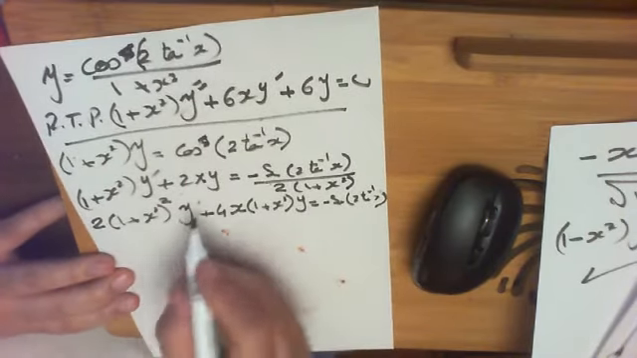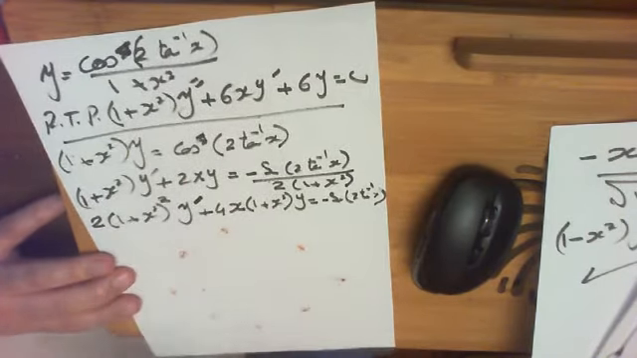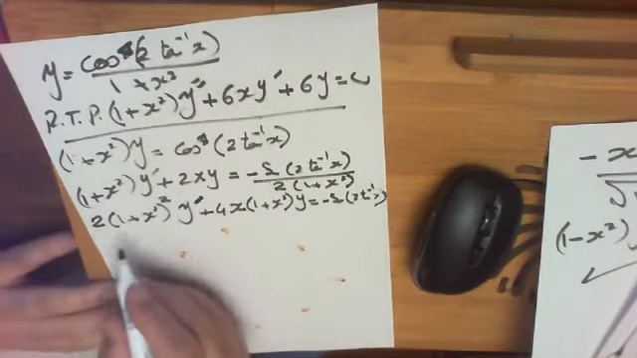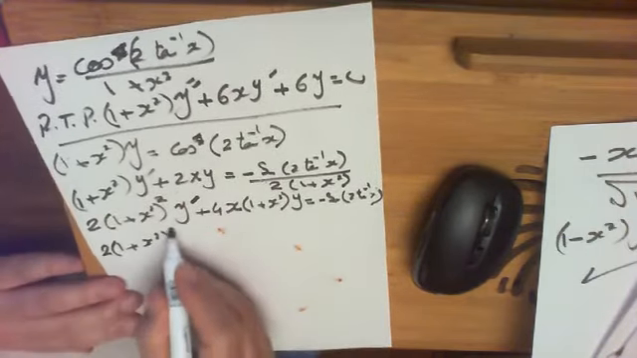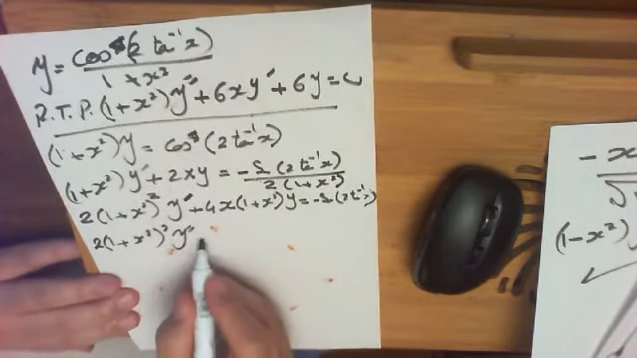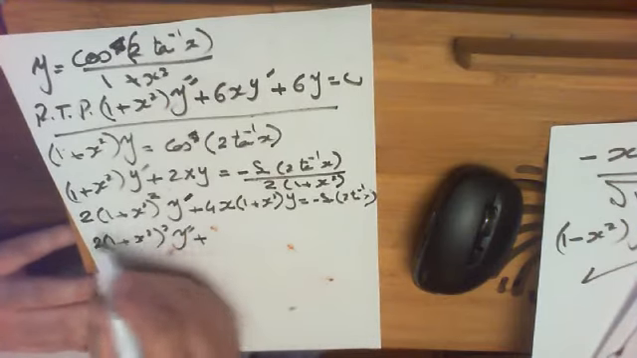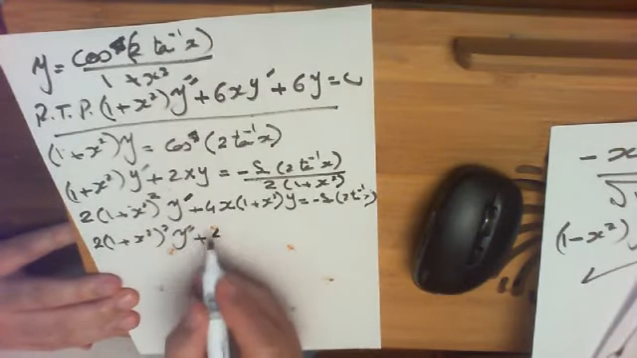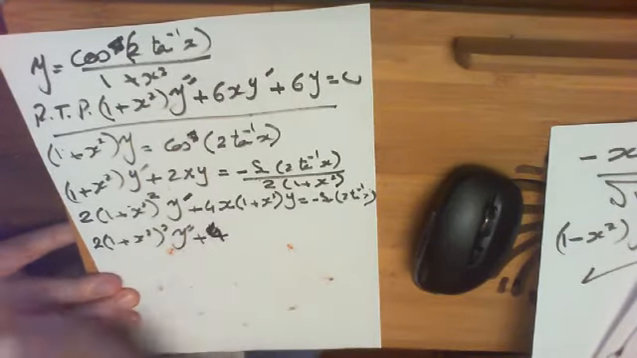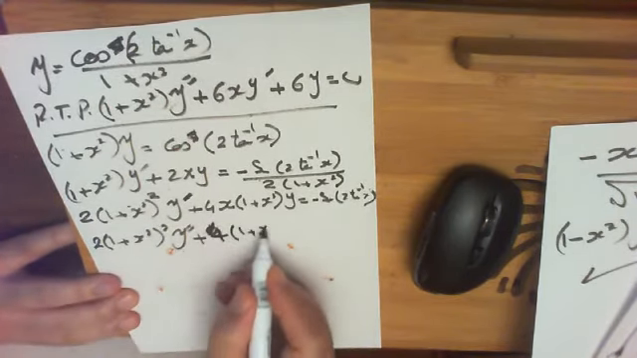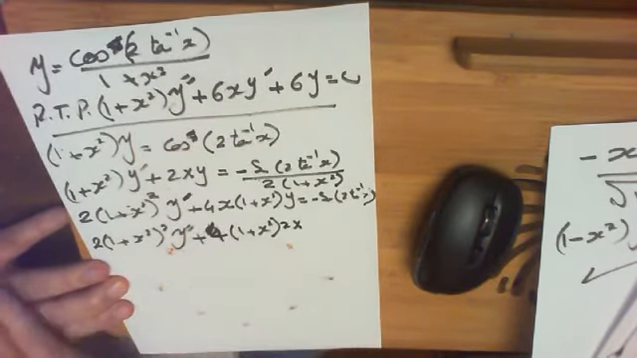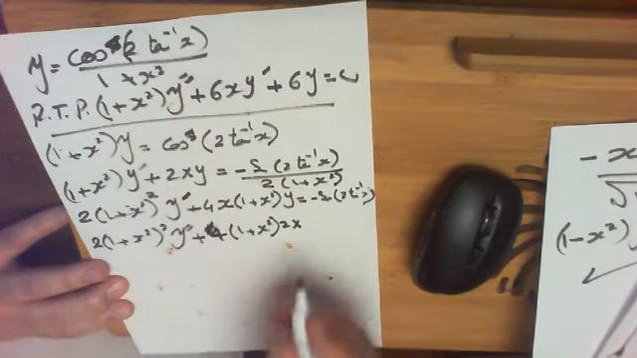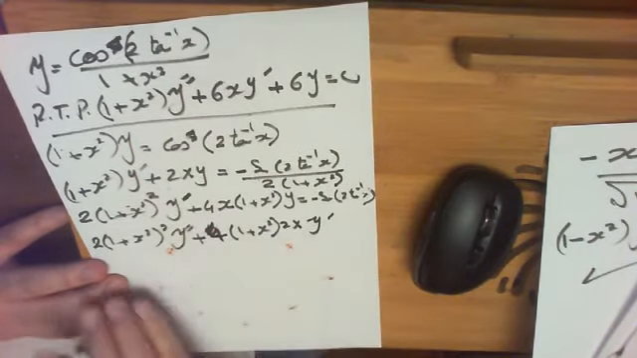We need a relation which contains y double dash, so we have to differentiate once more. Okay, no problem. 2 times 1 plus x squared all squared y double dashes plus this one will be 4, drop the power, times 2 will be 4, 1 plus x squared, differentiate what is inside, which is 2x, and y dash as it is.